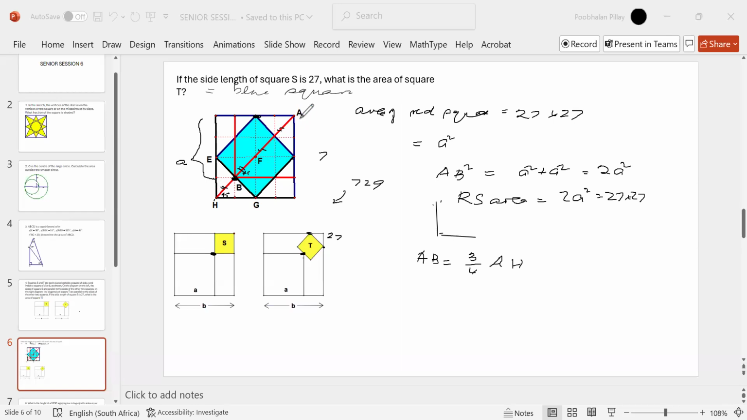Because from what I've just said, there are 4 pieces here, and AB is 3 pieces. So AB is 3/4 of AH. And we need to calculate the area of T. The area of T, we can say, is B squared, if you call this B here. But this is also B, because you're working in a square.